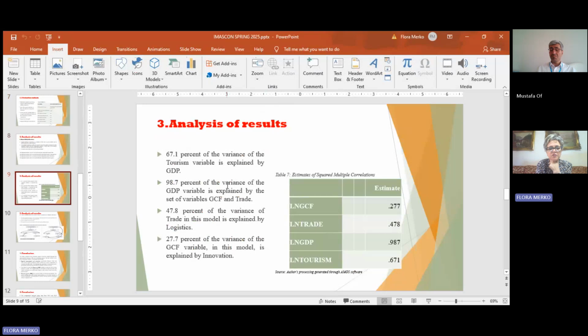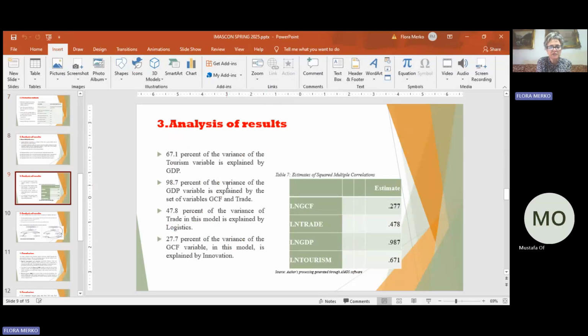67.1% of the variance of the tourism variable is explained by GDP. 98.7% of the variance of GDP is explained by the set of variables GCF and trade. 47.8% of the variance of trade in this model is explained by logistics. 27.7% of the variance of the GCF variable in this model is explained by innovation, as we see in the table.